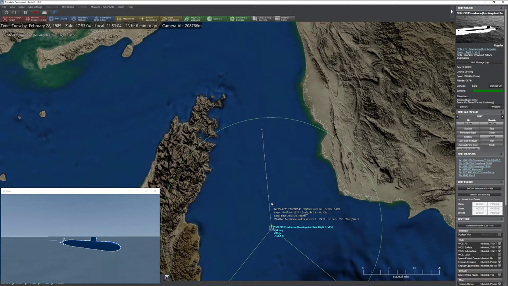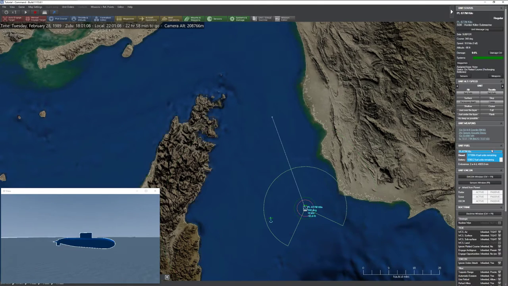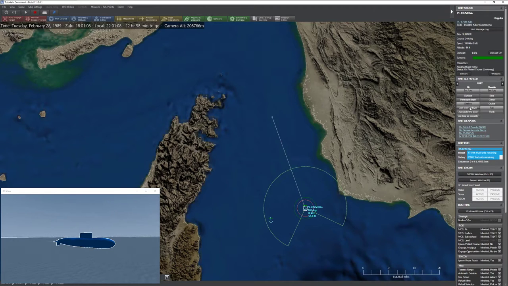All right, what time is it? We'll go ahead and do our next peekaboo at 22. Slow down just a little bit. Okay, we're going to go ahead and order it to come to periscope depth once more. Creep speed. Reduce speed to creep. I'm going to take him shallow. I'm going to see if he can take a listen.